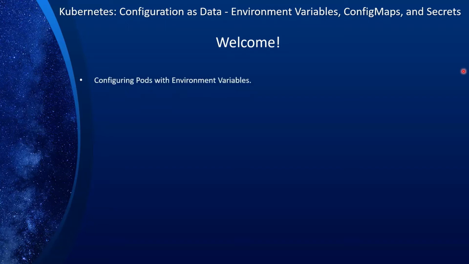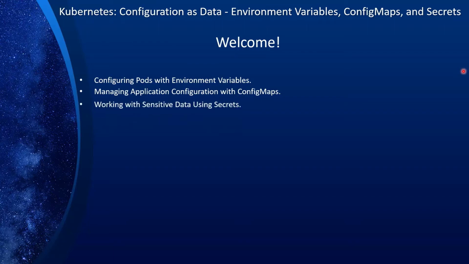We will be discussing configuring pods with environment variables, managing application configuration with ConfigMaps and what ConfigMaps are, working with sensitive data using secrets. So secrets are specific types of object in Kubernetes. And lastly, how to encrypt secret data at rest.